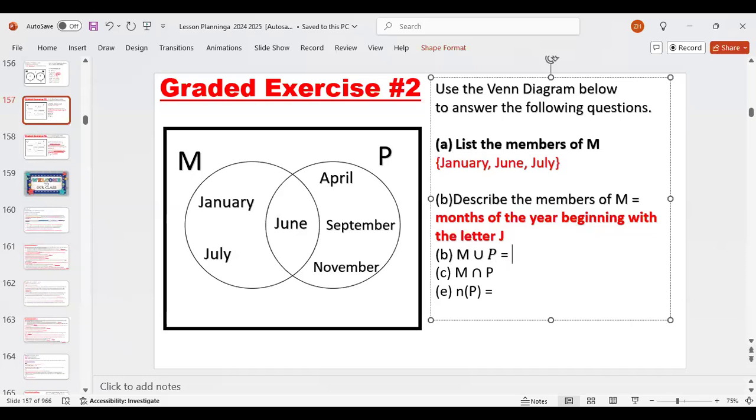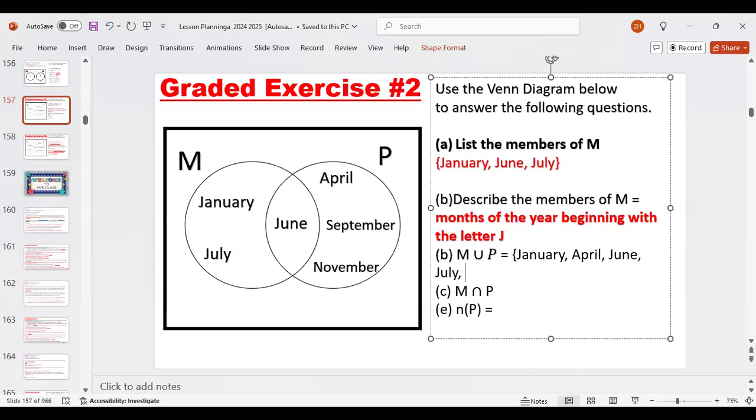We have January, June, July. But we have to try and put it in order. So let's just do that. January, then what? April. This is not a must, but I want to put it in order. January, April, then June, July, then September, September, and what else?